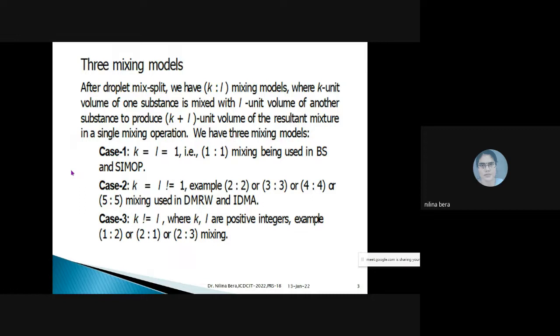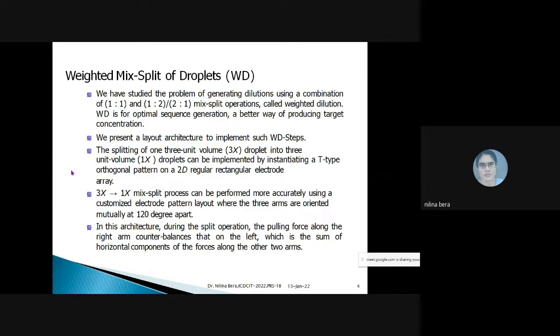The last one is case 3, that is k not equal to l, where obviously k and l are positive integers. It can happen that 1 unit volume of one droplet of one concentration is mixed with 2 unit volume of another concentration, that is 1 is to 2 mixing, or 2 is to 1, or 2 is to 3, in this way. Now it is basically weighted mixed split of droplet, that is WD. We have studied the problem of generating dilution using a combination of 1 is to 1 and 1 is to 2 or 2 is to 1, that means a weighted mixed split operation.